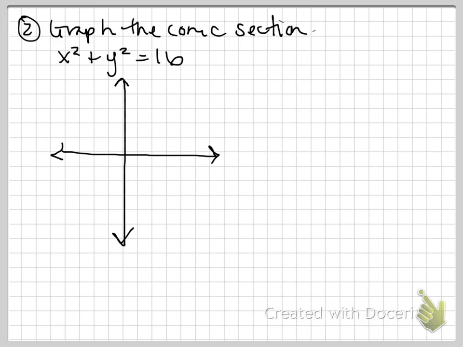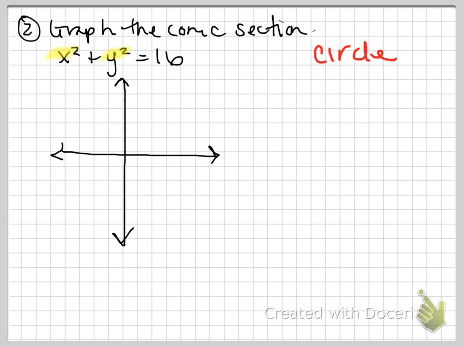Graph the conic section. All right, so I have to figure out what kind of conic section it is. I have 2 squared terms, both with the same coefficient. The coefficient would be 1. I can tell from that this is going to be a circle. So this is going to be a circle.